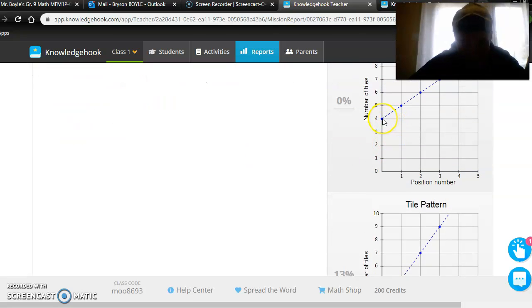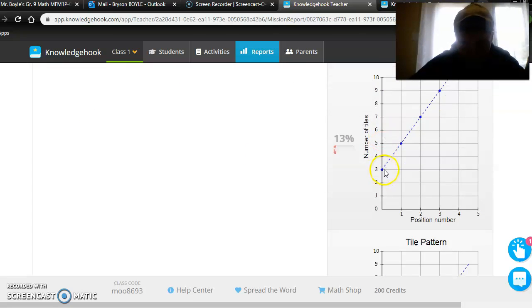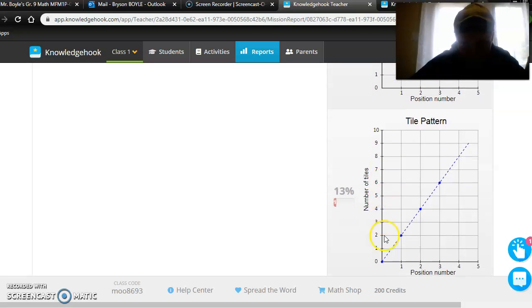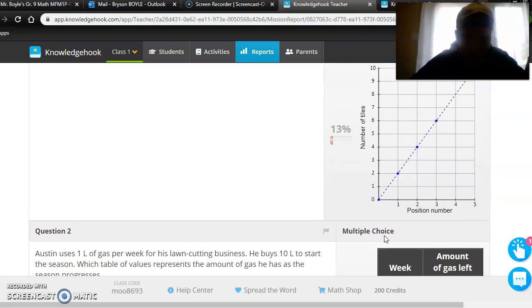This one doesn't because it doesn't start at 1. This one doesn't start at 1 either, and neither does this one. So none of those could be the right answer.